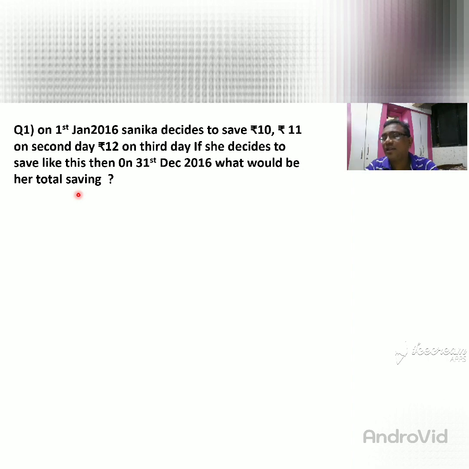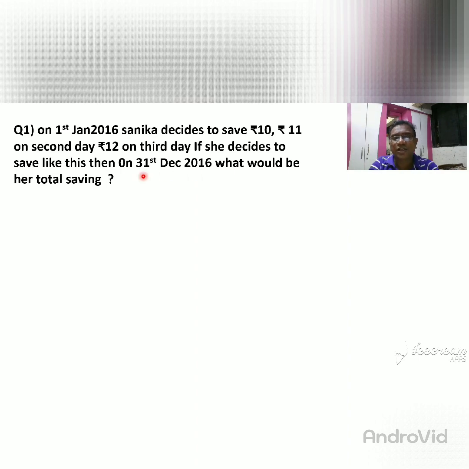So when they ask a particular number in such a way, then you use TN. In this example you use TN and find how many chairs are there at row 20. But in this problem, what did they say? They said total saving. They did not say how many she saved on 31st December.